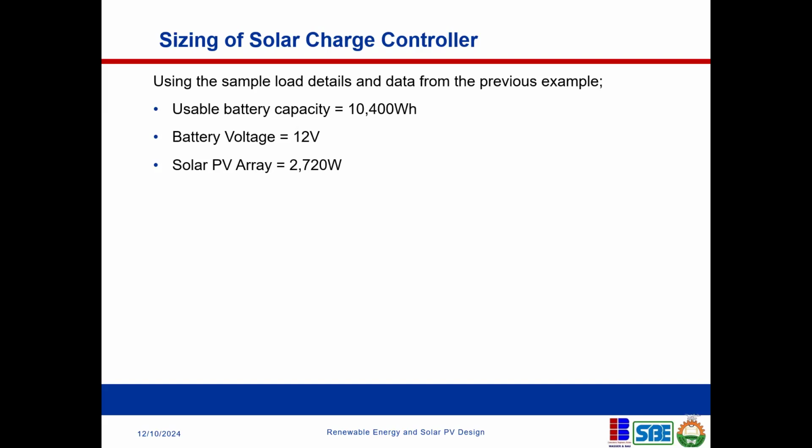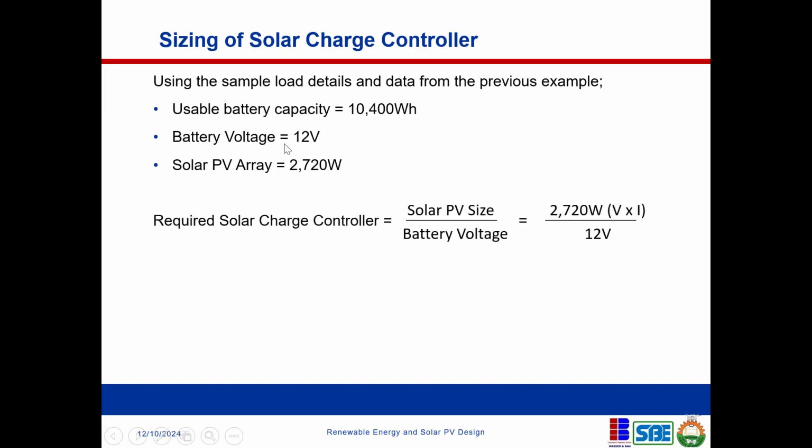Okay, so let's continue. We are still sizing charge controllers. Our battery voltage in this case is 12 volts, and our solar PV array is 2,720 watts. All we need to do is divide the PV size by the battery voltage. So if you divide 2,720 by the battery voltage, you get your required charge controller size.